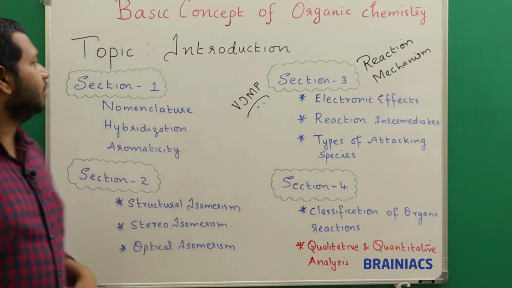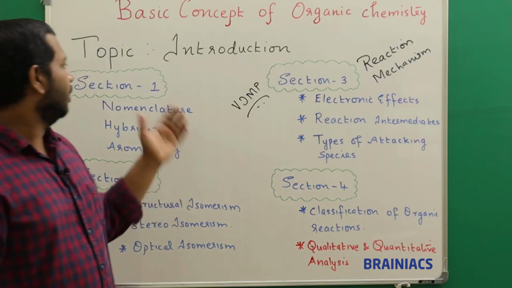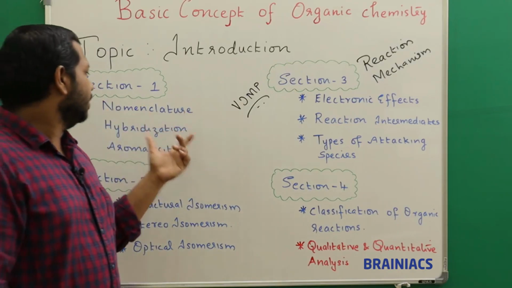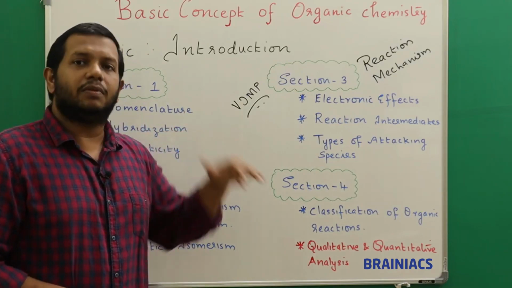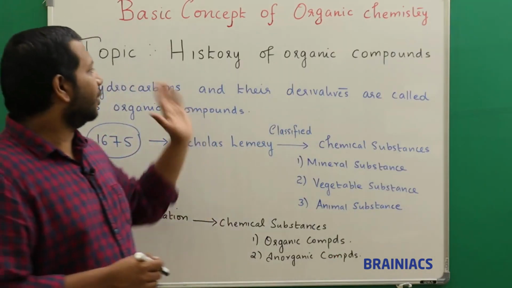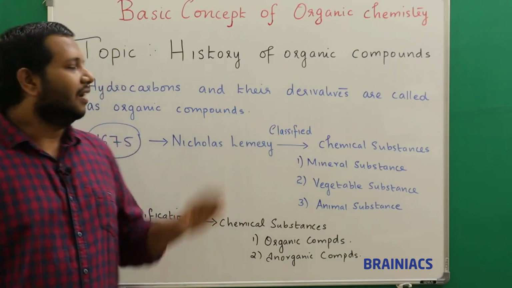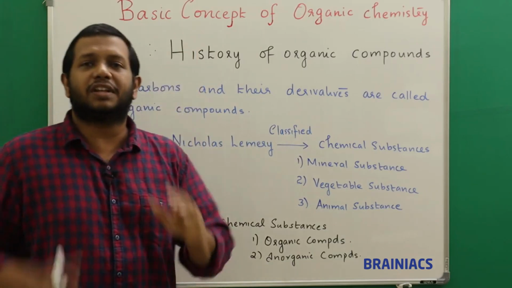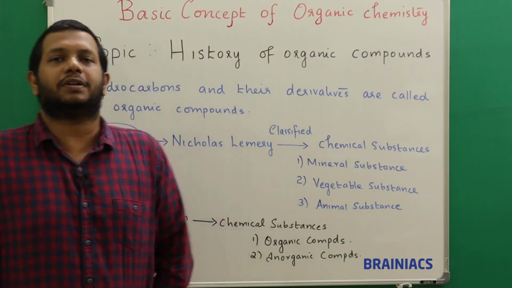Now let's start with section 1, that is introduction, section 1, that is the nomenclature, hybridization and aromaticity. We will start with that, okay. So hi students, let's start with the first section, that is section 1. First we will deal with the history of organic compounds, very important, okay.